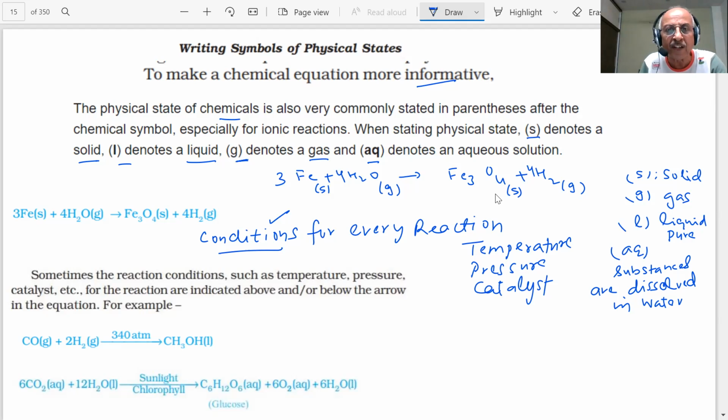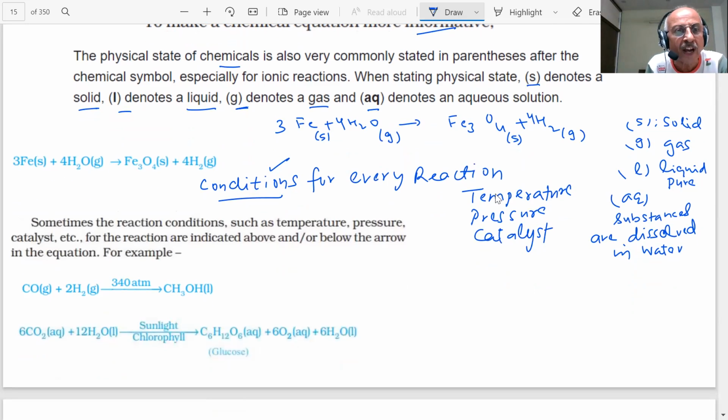These reaction conditions such as temperature, pressure, catalyst are indicated above or below the arrow of the equation. For example, here you can see carbon monoxide, this is a gas, reacts with hydrogen gas to form methanol. This is the condition of the reaction. The condition of the reaction is the pressure, what is the pressure here, student? 340 atmosphere. See, this is a very high pressure. We are working at 1 atmospheric pressure.